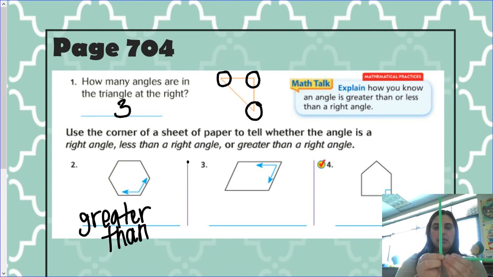So remember, right, it's almost like the corner of a square. Less than, greater than. So number 3, if we take our straw as a right angle and place it against that angle in the blue, you can do this in your book, you can see that those blue lines are going in underneath this angle. So we would say that it is less than.